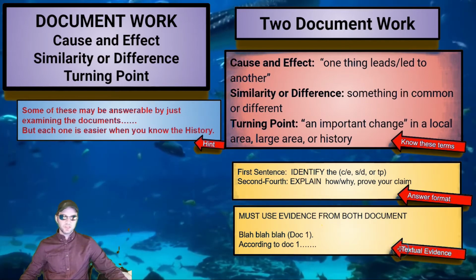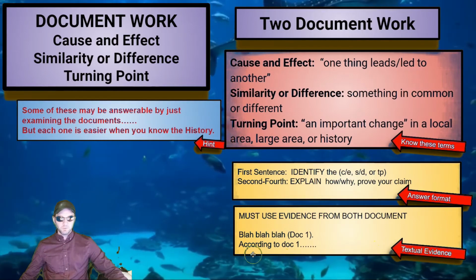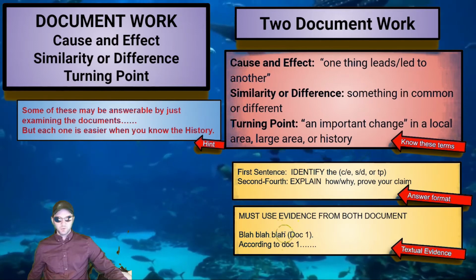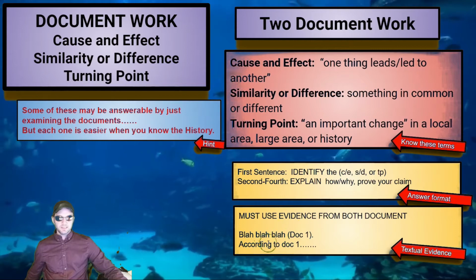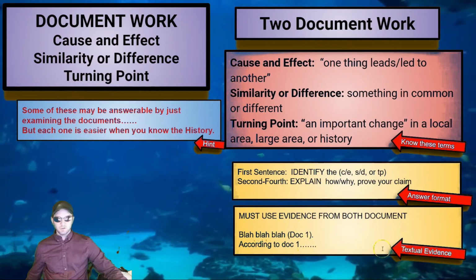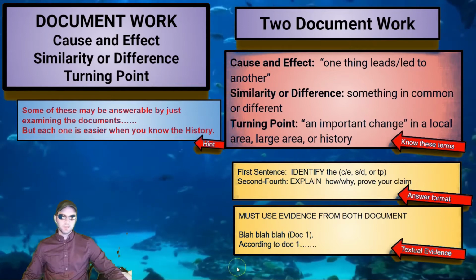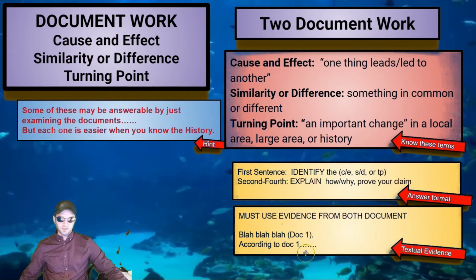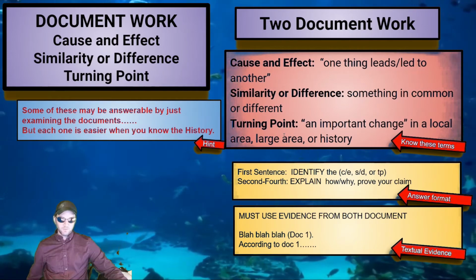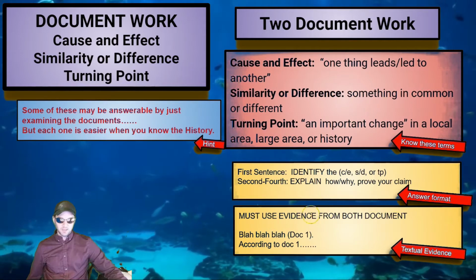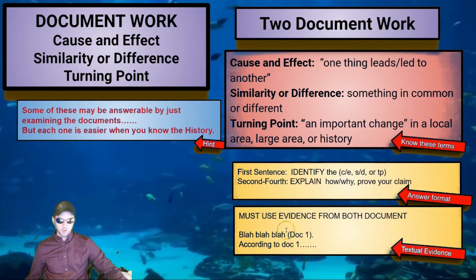So you will be using textual evidence, and you can cite the evidence using two different methods. One method is blah, blah, blah, parentheses, Doc 1. Or a second method, according to Doc 1, or as seen in Doc 1. Both ways cite where you're getting the information from, and it's doubly important to cite your textual evidence with these two document work because your reader is looking for that both document evidence. Without evidence from both documents, it is not correct and it won't score the point.